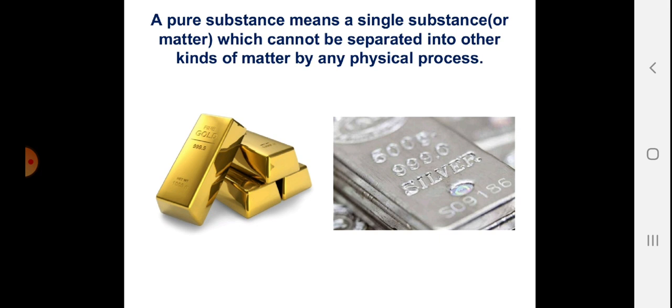So a pure substance means a single substance or a matter which you cannot separate into other kinds of matter by any physical process. Now here remember they say physical process. That means if you break the bar of silver or gold, you will always get the small particles of gold only, no other substance. That means that matter is pure.